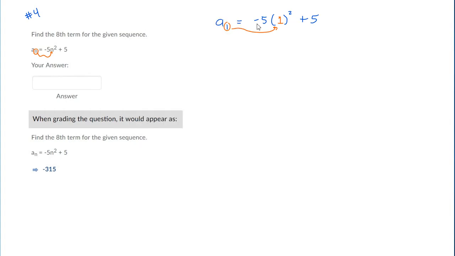Just remember order of operations. If I square the 1, I get a 1. 1 times -5 is -5. -5 plus 5 is 0, so this would be 0. Okay, I'll do one more with you.